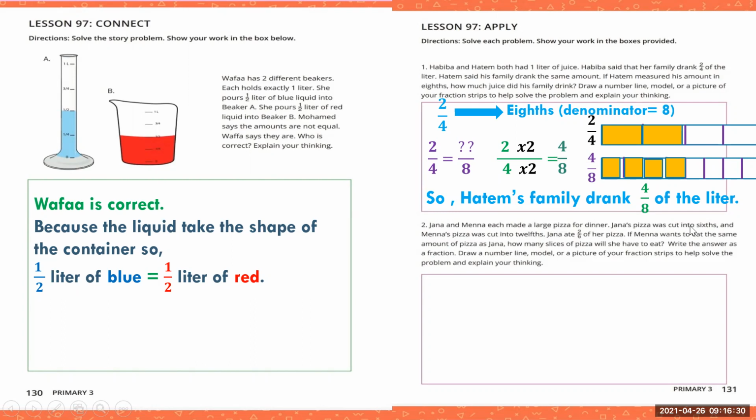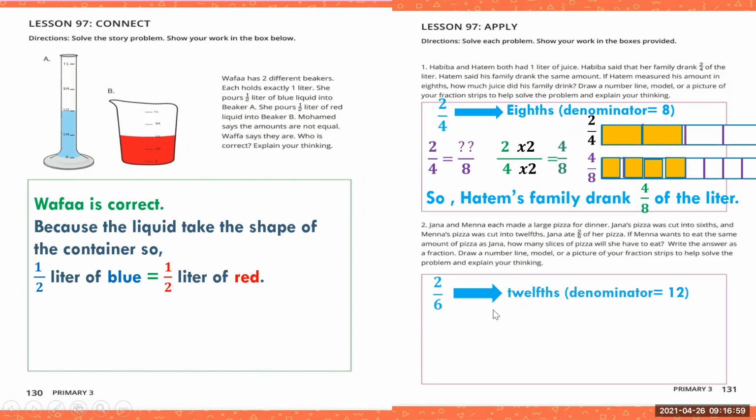Number 2, Jana and Minna each made a large pizza. Jana's pizza was cut into sixths, and Minna's pizza was cut into twelfths. Okay, so I have 2/6 that Jana ate, and Minna wants to eat the same amount. So I have here 2/6. I want to convert it into twelfths. So the denominator will be 12.